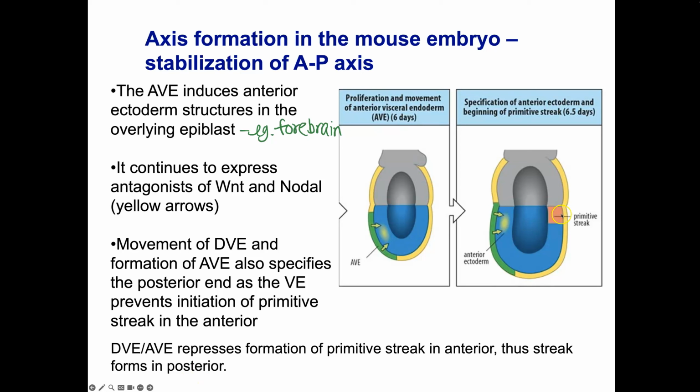So despite the fact that when you're observing the embryo, the first sign you see of anterior versus posterior specification is when the primitive streak starts to be noticeable, 6 to 6.5 days post-fertilization, there are signals that have taken place in advance of this that make this the spot where gastrulation is going to start.